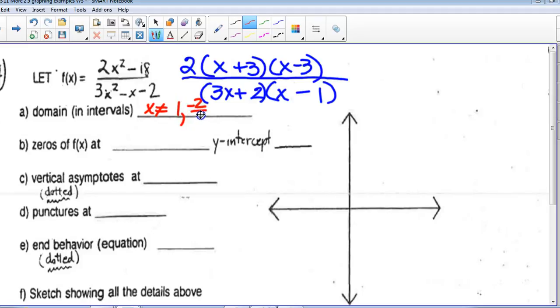That's good. Nope, you're good. Okay. Other Jacob, where are the zeros? Negative 3, 0. And 3, 0.